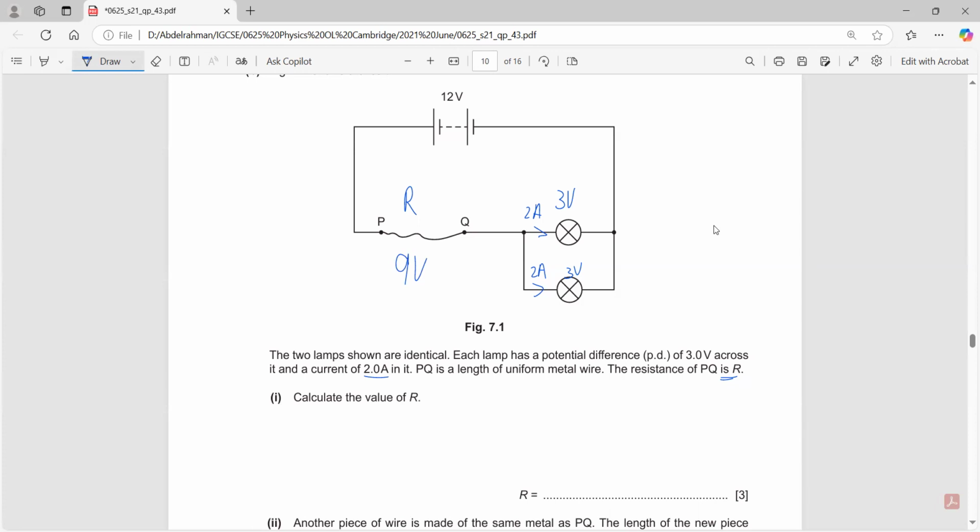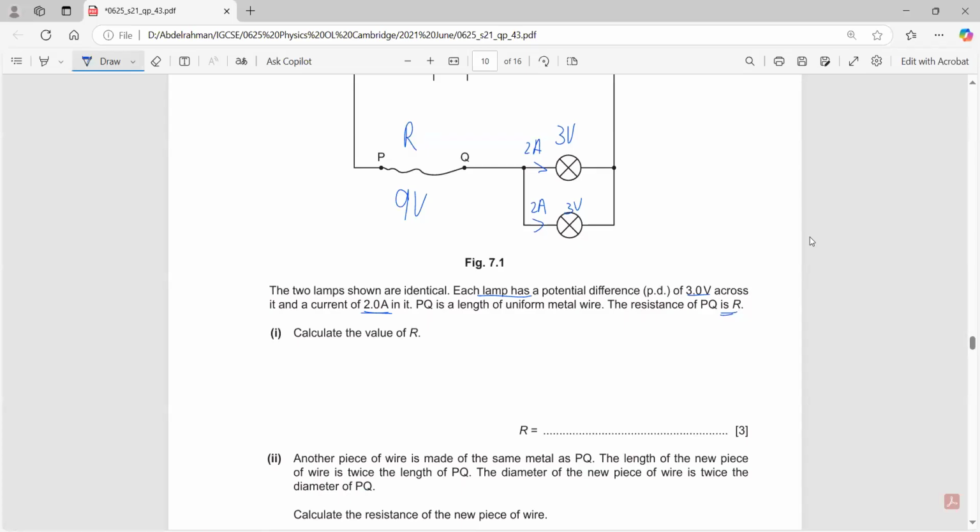Why is it 4 amperes? Because he said 2 amperes in each of these lamps. Each lamp has a potential difference of 3 volts, and each lamp has a current of 2 amperes. So the total current is 4 amperes. Basically, all you need to do is R equals V over I, so 9 over 4, which is 2.25 ohms.